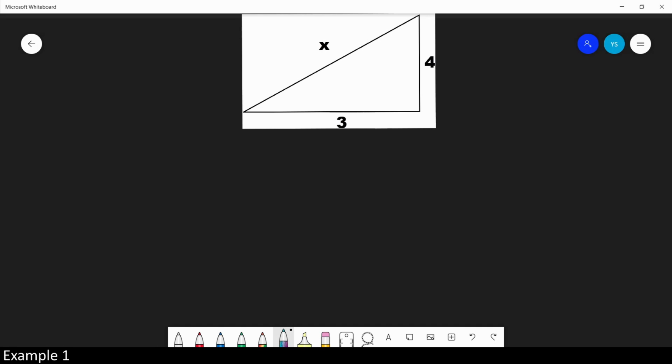Here we have a question where we have our triangle where x is our longest side. Oh, let me change my color there. x is our longest side over here, which is the one we're told to work out. We have a 4 and we have a 3.